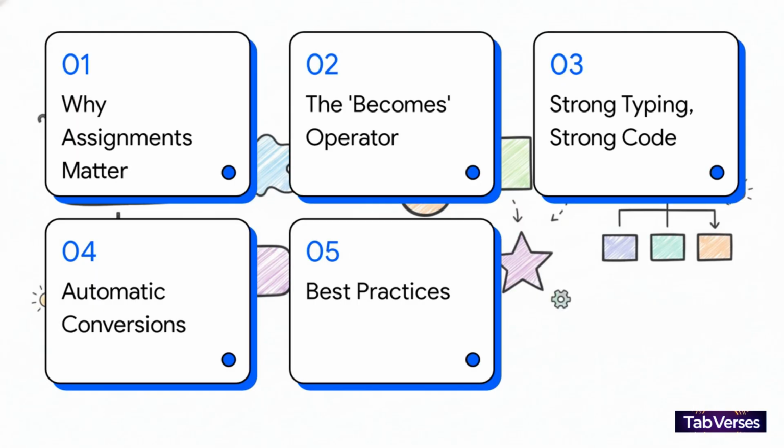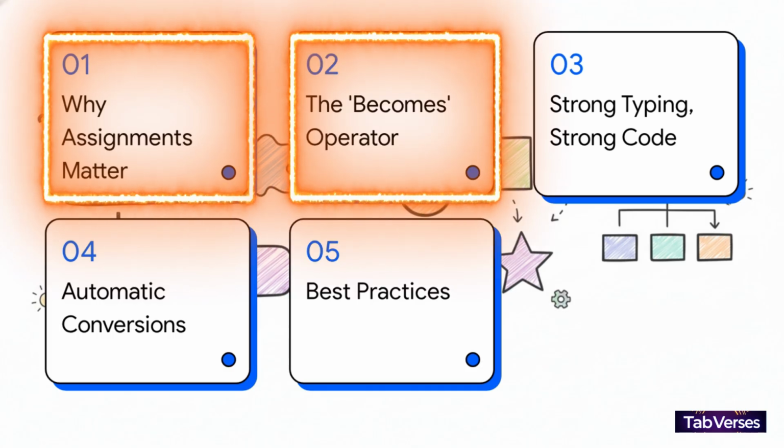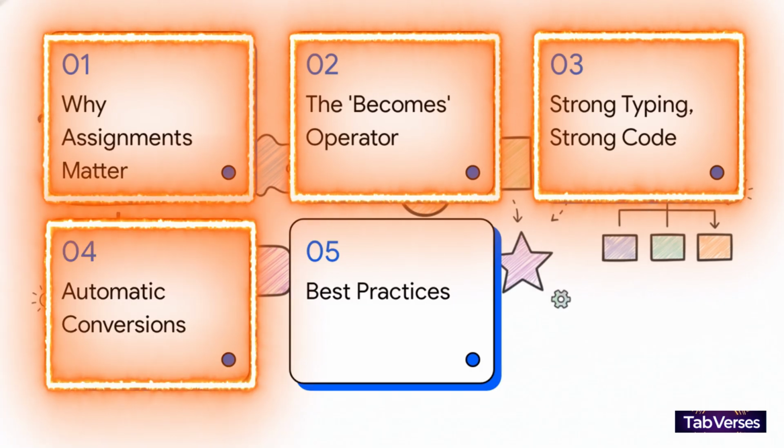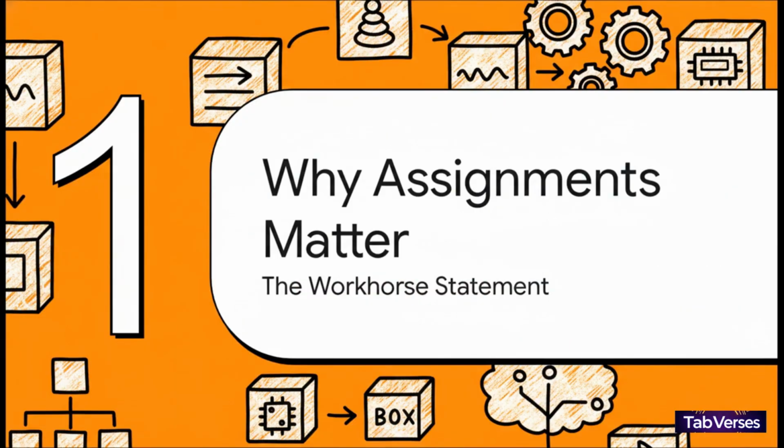So, here's what we've got on tap. We'll start with why assignments are so darn important. Then we'll get into the specifics of AL's special operator for this. You'll see what I mean. We'll talk about strong typing, basically the strict rules of the road. After that, we'll see when AL bends those rules for us with automatic conversions. And finally, we'll wrap it all up with some best practices to avoid common pitfalls. Okay, let's dive right in.